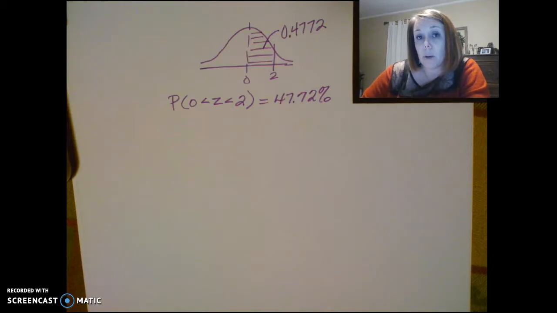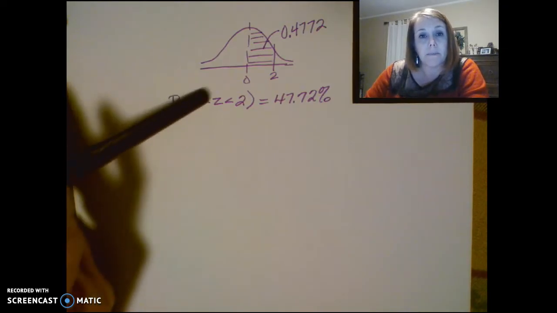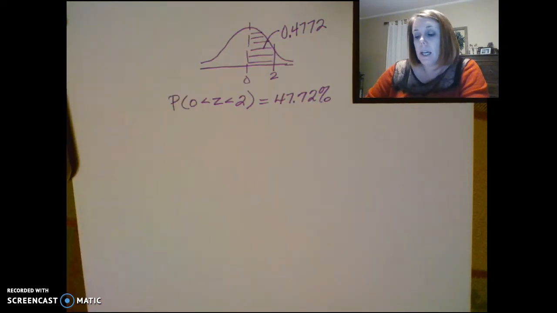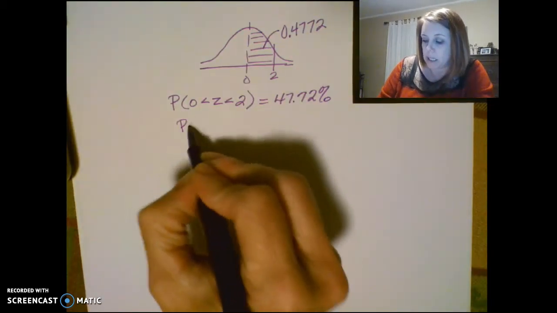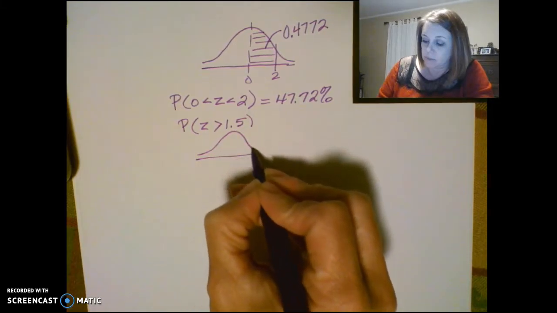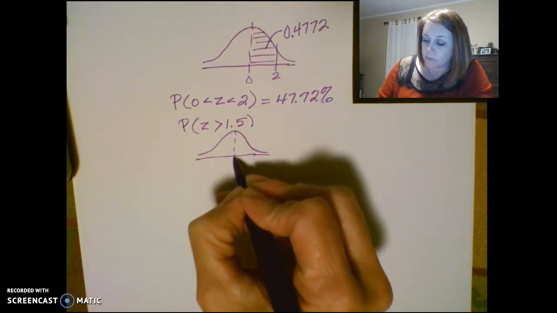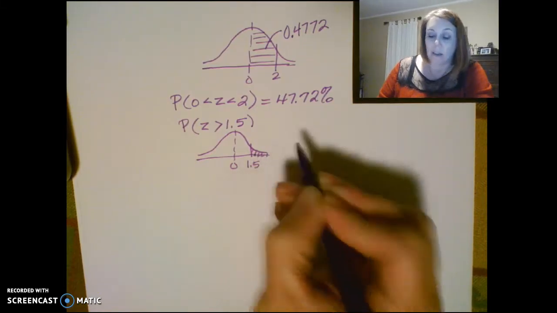So some of your problems will be written in word form. Others are going to be in kind of this inequality form. And there are various forms that we can take. For example, if we see the probability that z is greater than 1.5, then that tells me I'm going to draw a distribution, mark 1.5 to the right of it. Greater than that would be in the tail.